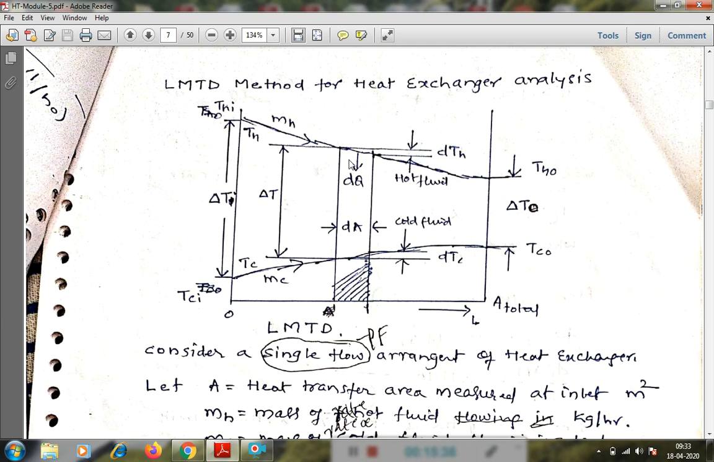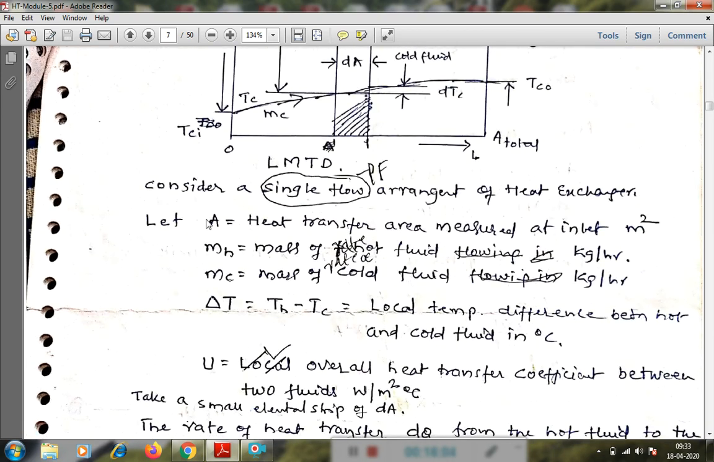Here the particular element is considered where a dQ amount of heat transfer takes place for the area dA, and for that element the temperature change of the hot fluid is dTh, and of the cold fluid is dTc. Delta T is the temperature difference between the hot fluid and the cold fluid, Th minus Tc. Now we will write the consideration and go for the analysis.